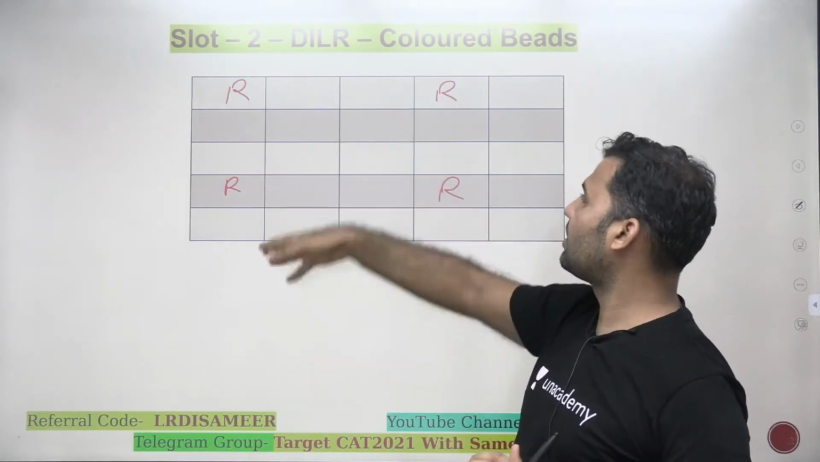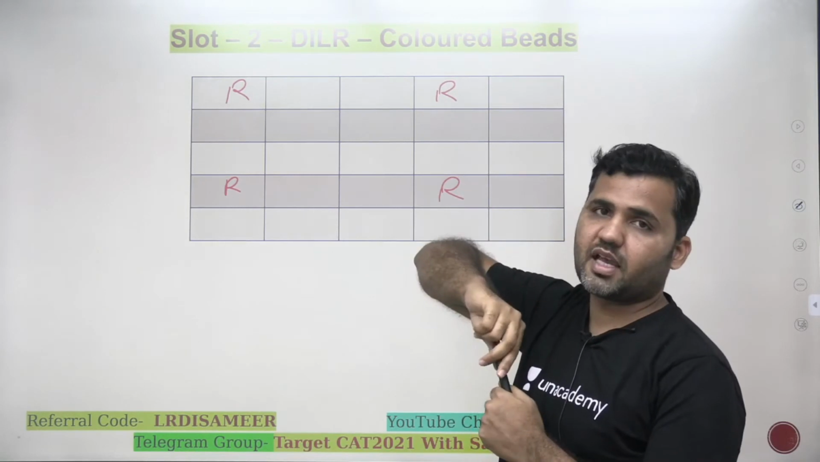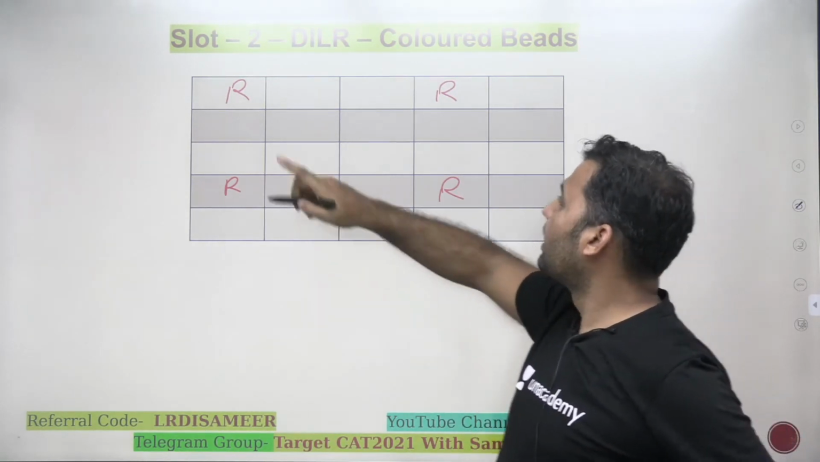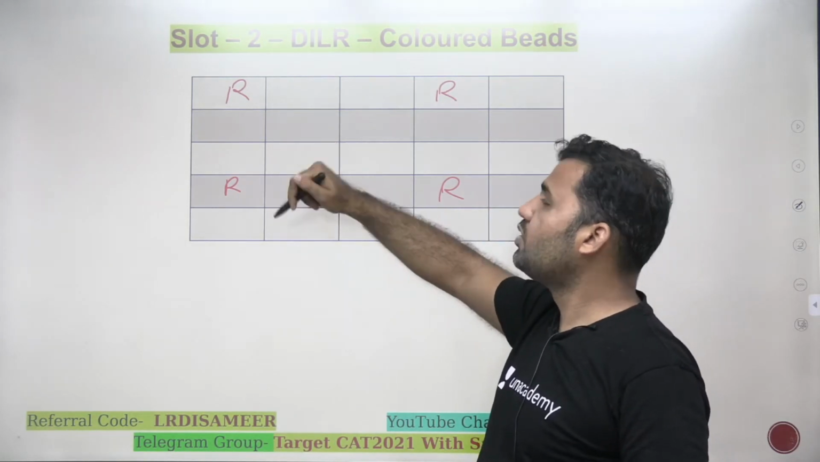No. Row wise and column wise, I'm not left with any place because I need a gap of at least 2 cells between any 2 red beads. Okay. What else can happen? Can I place blue bead here?